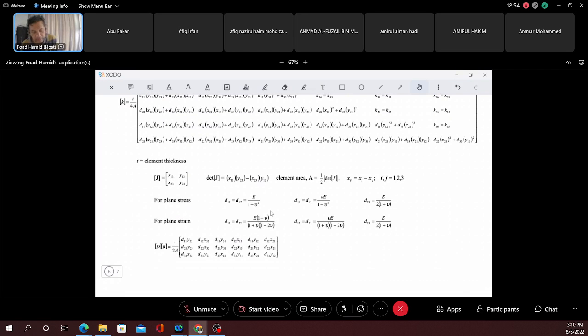First, plane stress, and the other one is plane strain. Plane stress and plane strain. So what's the difference there? What's the difference? Okay, so I hope you know what the differences are.